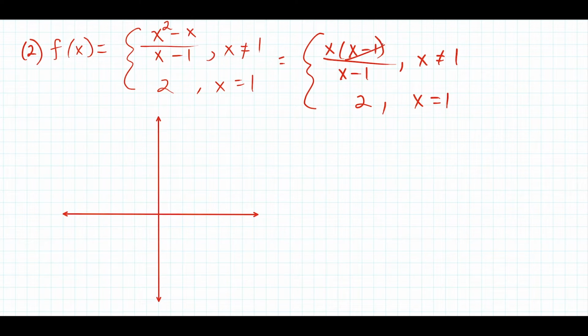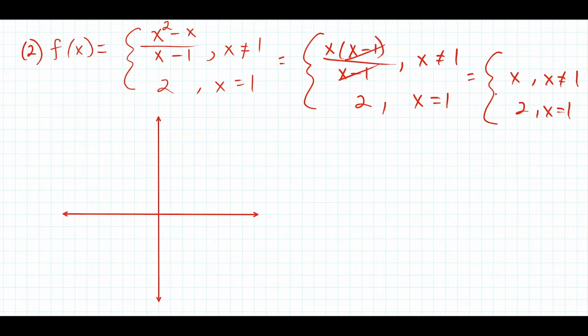And notice I can cancel out the x minus 1s, because even though technically x equals 1 would give us a 0 denominator, the top interval is all values of x except 1. So we can cancel these out without any trouble here. And all we're going to be left with on top is x when x is not equal to 1, and we're left with 2 when x is equal to 1.